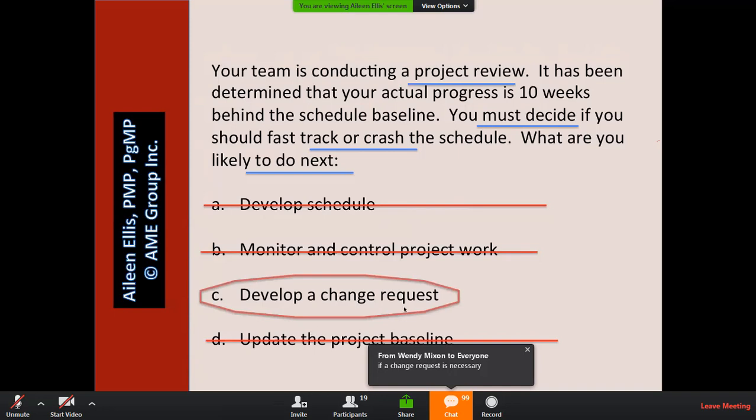We can never update a baseline without an approved change request. So we can never update a baseline without a change request. That's why, since both C and D are here, D must be wrong because C would come first.